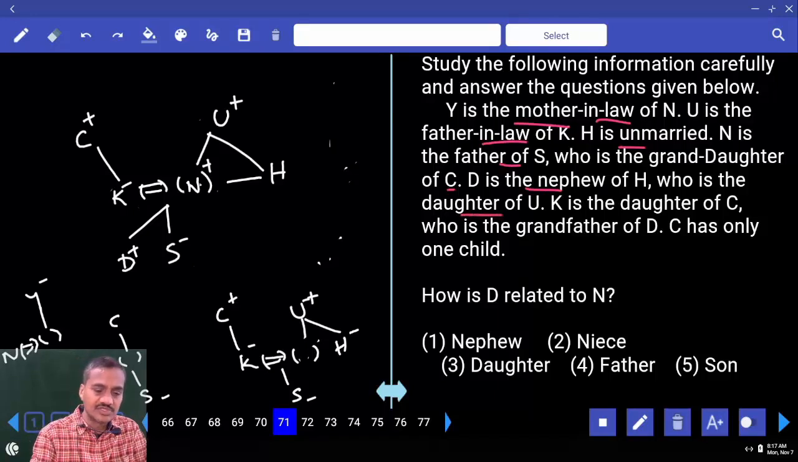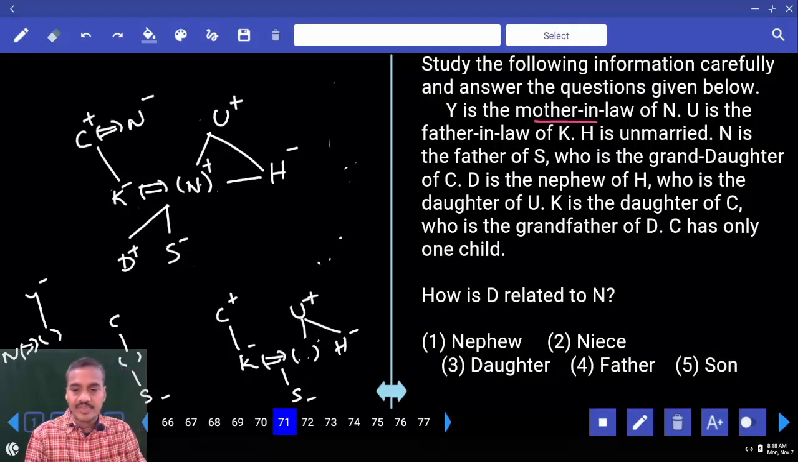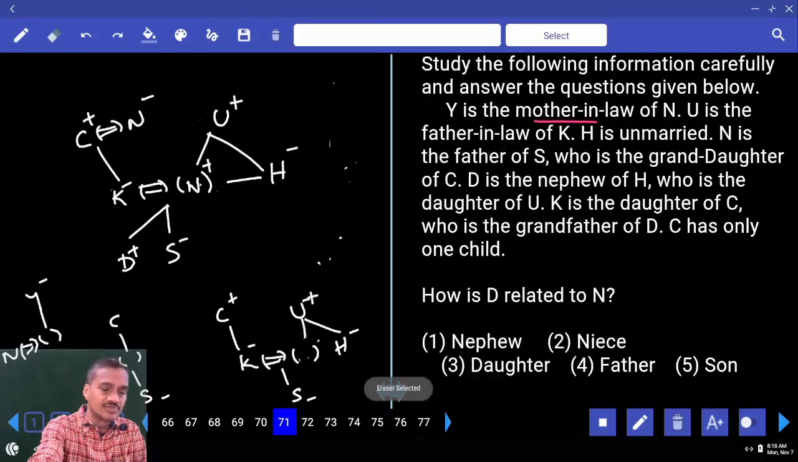Now this H is the daughter of U, and K is the daughter of C. C is the grandfather of D, and C has only one child. Who is that child? K is the child. Then earlier we have one more piece of information: Y is the mother-in-law of N. As Y is the mother-in-law of N, and C and N are a married couple, C is a male and N is a female. So Y must be at this place.